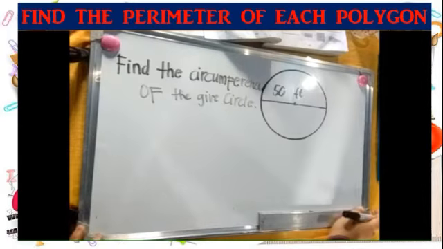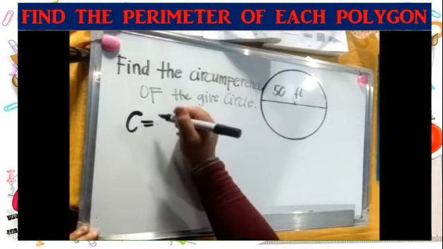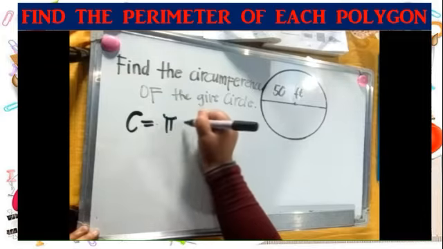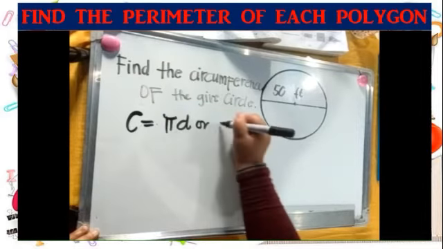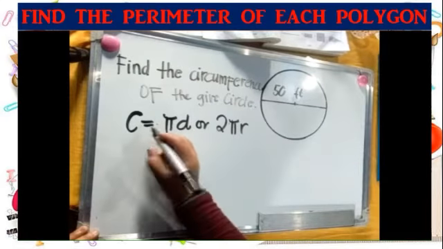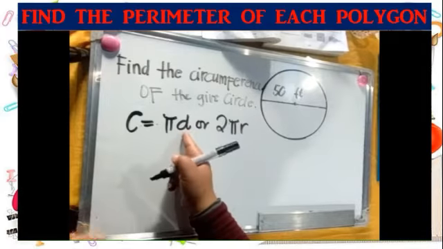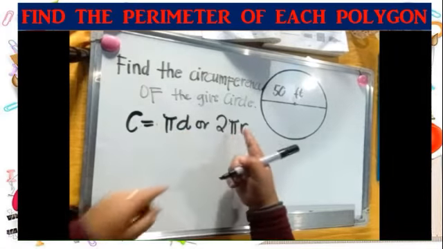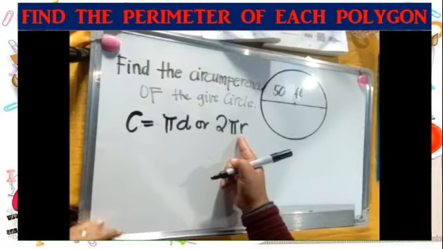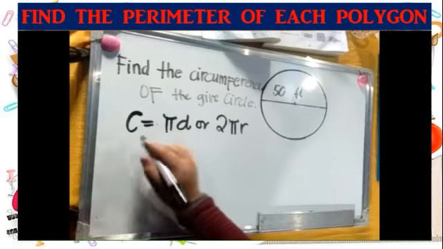Okay, so, this time, let us proceed to circumference. Circumference is equal to pi times d or 2 pi r, where d is the diameter of the circle and r is the radius of the circle. So, this is the formula in getting the circumference.